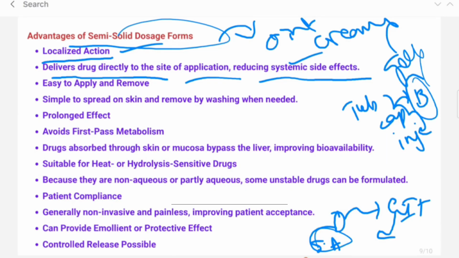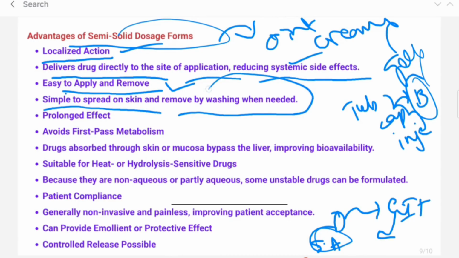Then easy to apply and remove, we can easily apply painkiller ointments. Then simple to spread on the skin, removed by easy washing. We can easily wash or remove the drug after the application. Then prolonged effect, we can achieve a longer effect of the drug on the body. Then it avoids first pass metabolism, that is, it will not go to the GIT, it will directly act on the site of action, so we can avoid first pass metabolism.